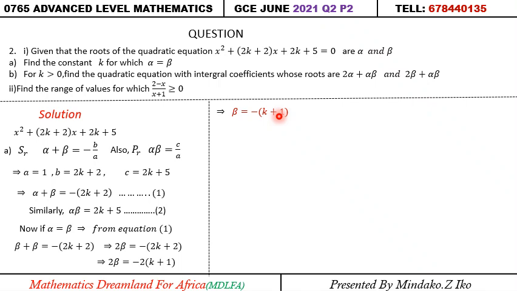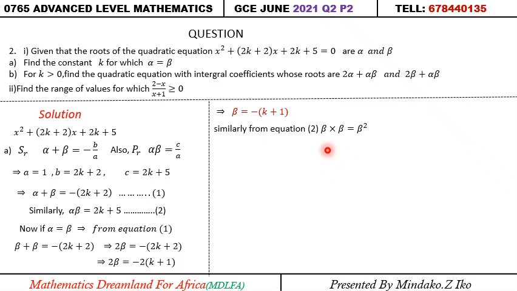Similarly from equation 2, so this is the part for the sum of roots. Now we are dealing with the product of roots, and the product of roots is just alpha beta, which is equal to 2k plus 5 from equation 2. So alpha beta, and we know that our alpha is equal to beta. It means where I will find alpha, I will put beta there. That is why I have beta times beta instead of alpha times beta.